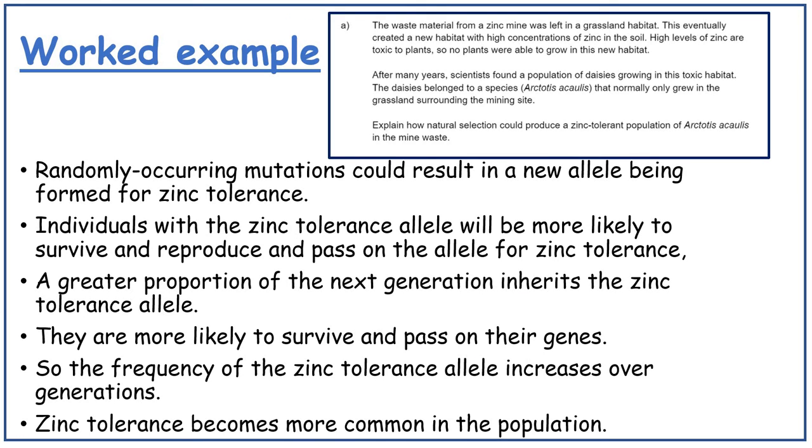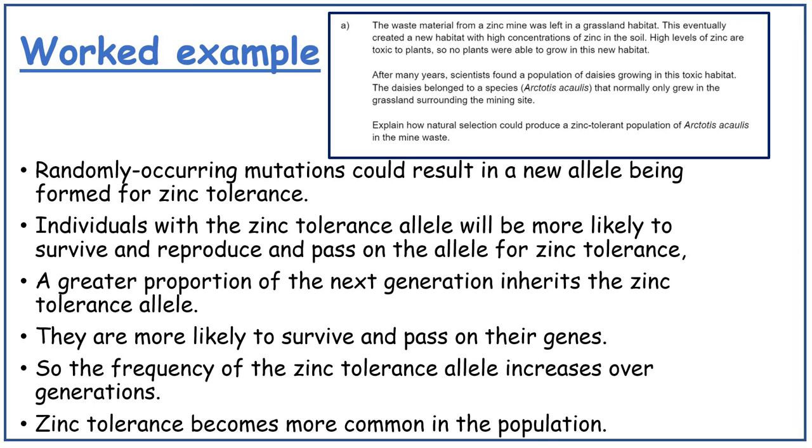As a worked example, the waste material from a zinc mine was left in a grassland habitat. This eventually created a new habitat and high concentrations of zinc in the soil. High levels of zinc are toxic to plants, so no plants were able to grow in this new habitat. After many years, scientists found a population of daisies growing in the toxic habitat.